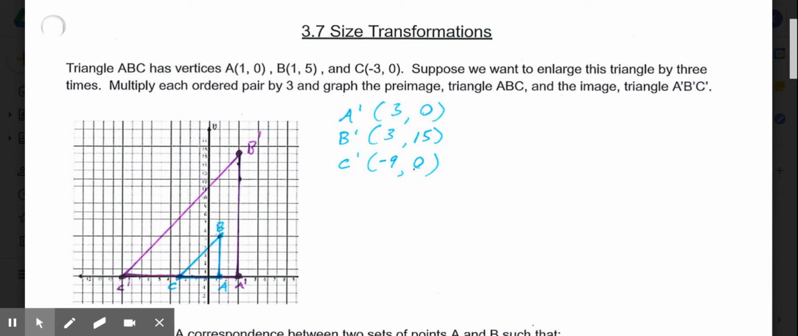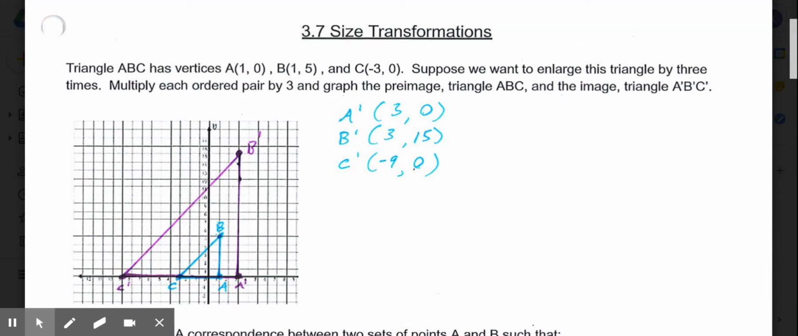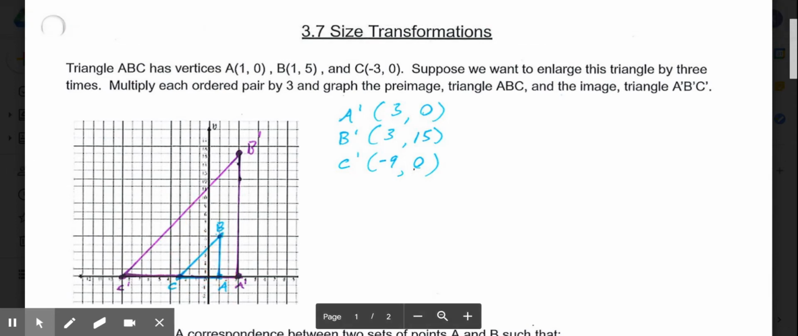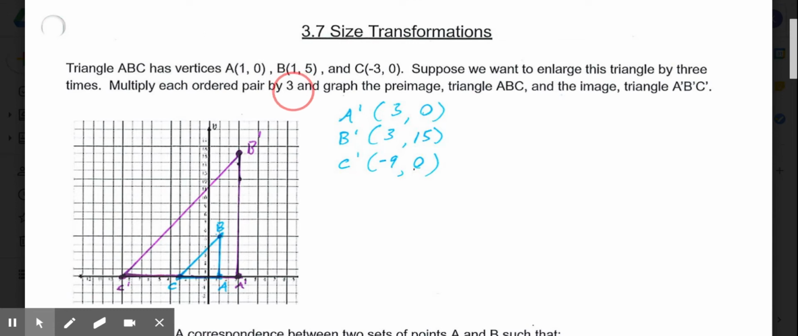The way that we do this size transformation is you multiply each ordered pair by 3, and then you would graph that final image. So in this case, we already graphed the pre-image, ABC. So to get the coordinates for our image, which would be A prime, B prime, C prime, we just multiply each ordered pair, so the x and the y value, by the transformation number, so 3 times larger.